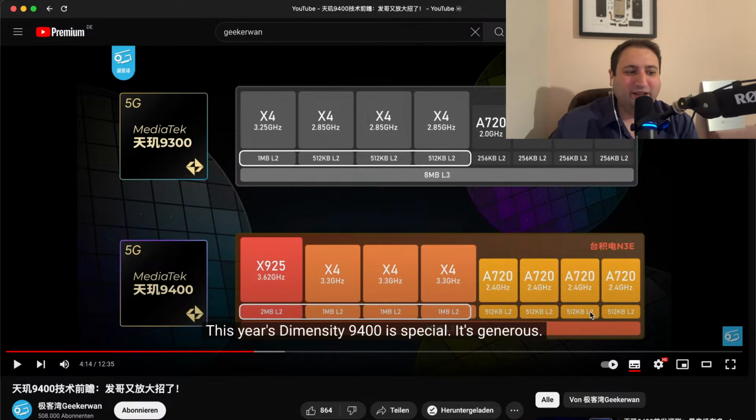I guess that could help with the efficiency of the E-cores, the higher amount of cache. Yeah, like a lot more cache, definitely. This year's Dimensity 9400, as they said, has 100% more L2 cache and 50% more L3 cache. So this data definitely lines up with what we've heard from them on their website.